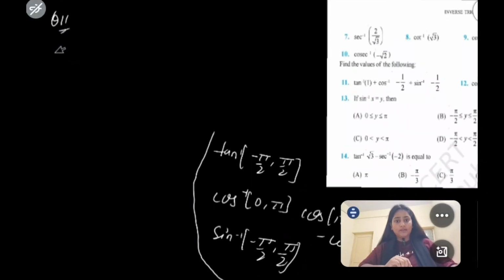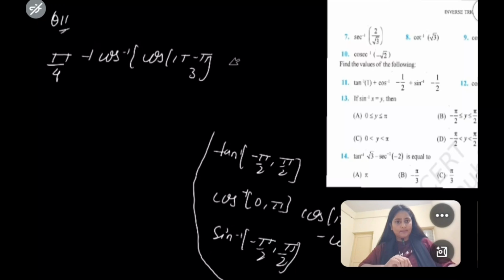Now, where were we? Pi by 4 plus cos inverse cos of pi minus pi by 3, minus pi by 6. Now we will solve this. Cos inverse cos of pi minus pi by 3, we can write as 3 pi minus pi over 3, which is equal to 2 pi by 3.